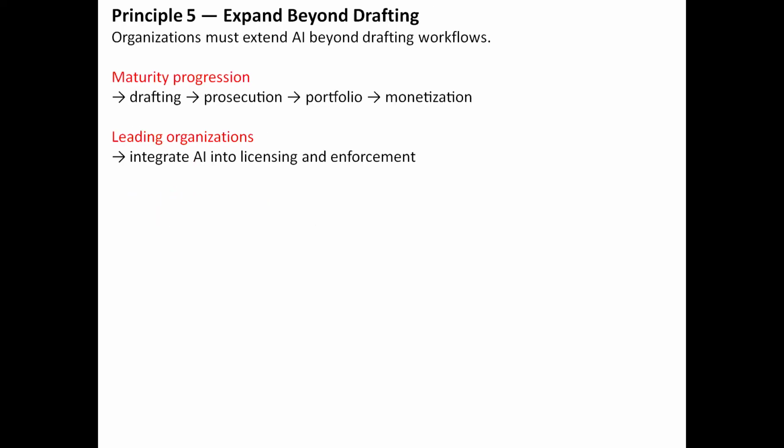And principle five is expand beyond drafting. So organizations must extend beyond the drafting workflow. So maturity progression goes from drafting to prosecution to portfolio monetization. So leading organizations integrate AI into licensing and enforcement workflows.